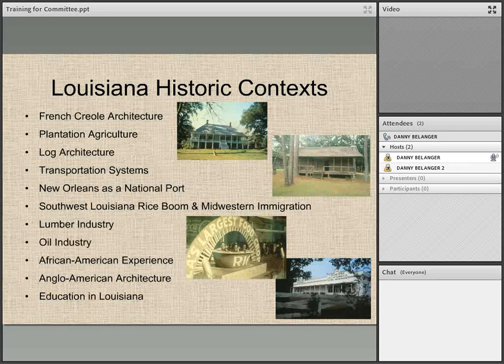The historic contexts have been developed. There's nationwide ones, and then Louisiana has also developed its own. And these are just a few examples, including French Creole architecture, log architecture, the Southwest Louisiana rice boom, and the African American experience in Louisiana. We work on developing these whenever there's grant money available and things like that. And so, for example, if you were using the education in Louisiana one and you were nominating a school, you could pull a lot of information from the education in the Louisiana context to help you show why this school is significant in Louisiana's educational history, rather than reinventing the wheel. It's already been done for you.